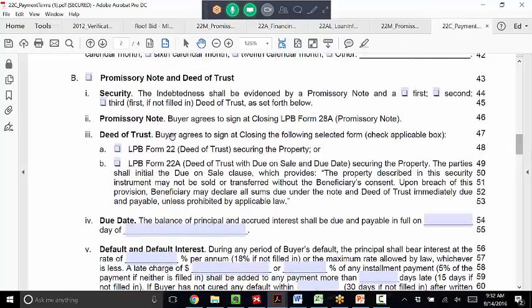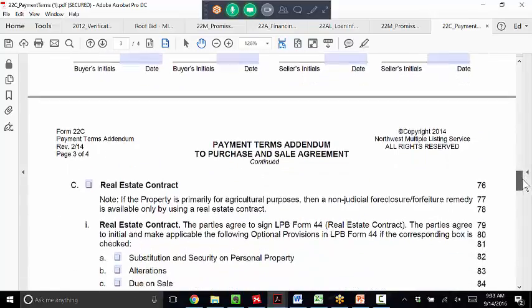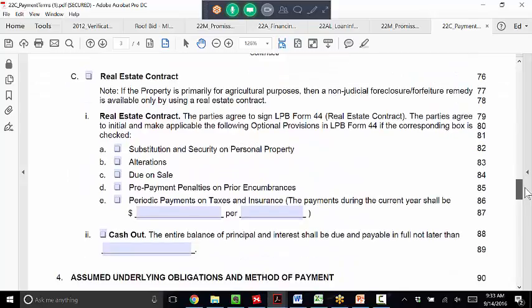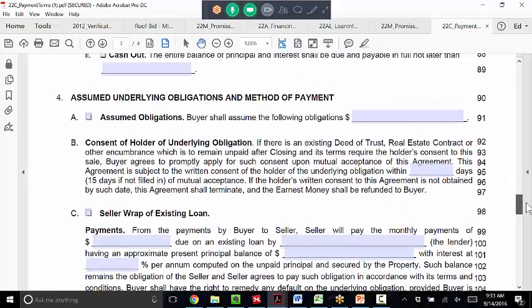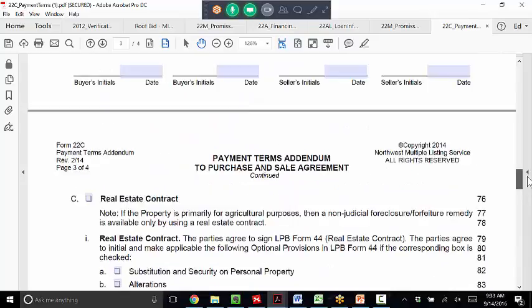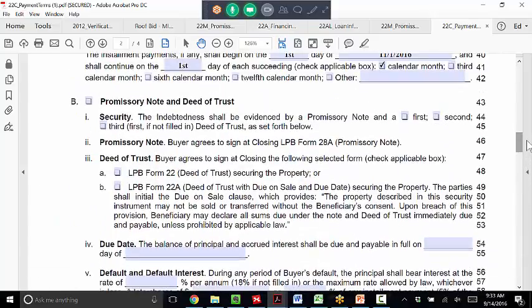3B is the security interest. So are we going to use a promissory note and deed of trust? Or might we use a real estate contract instead? Or maybe assume the mortgage that's already against the house that the seller has. So you have to decide that. Now, what's most common is this one, promissory note and deed of trust. And this is where you get into the LPB forms, because you're going to want to use forms to specify the promissory note and specify the deed of trust.